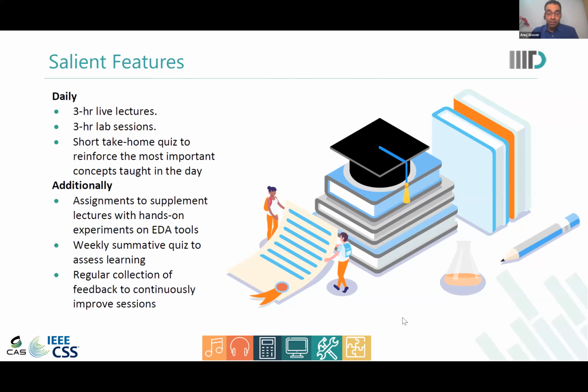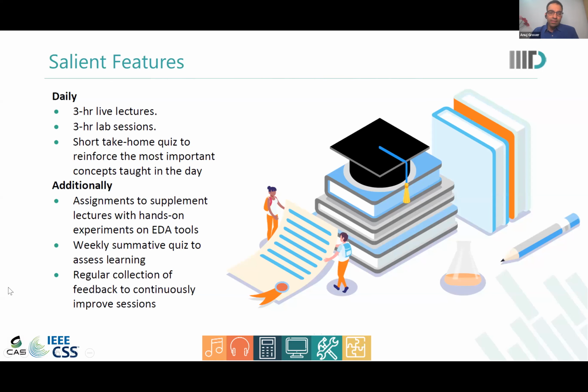There will be a weekly summative assessment, and we'll also collect weekly feedback. So if you have any suggestions, please give your feedback proactively so that we can include and incorporate those suggestions in the following days and weeks.